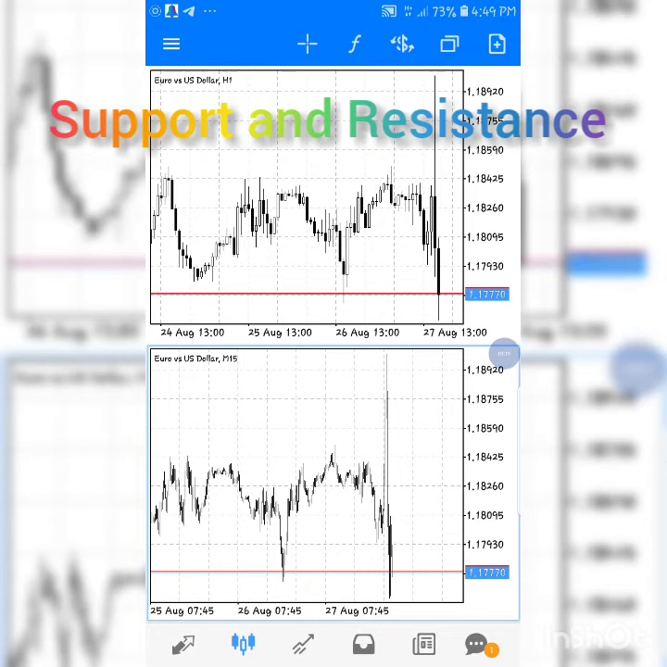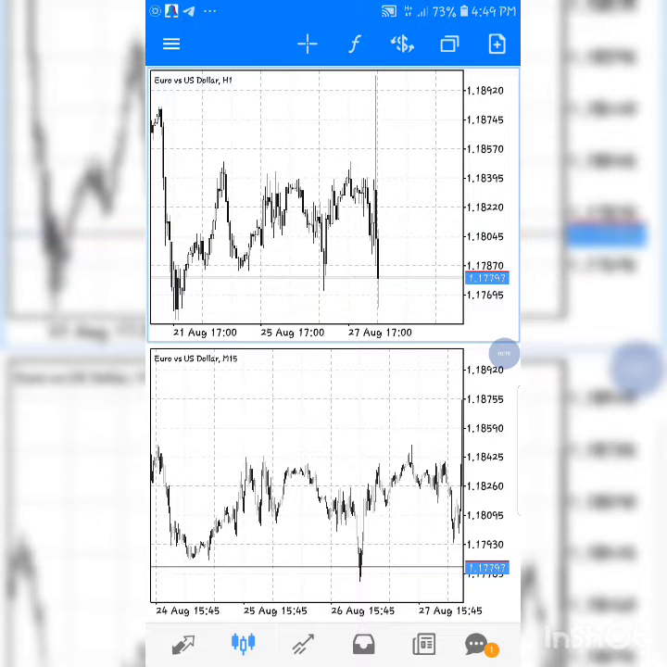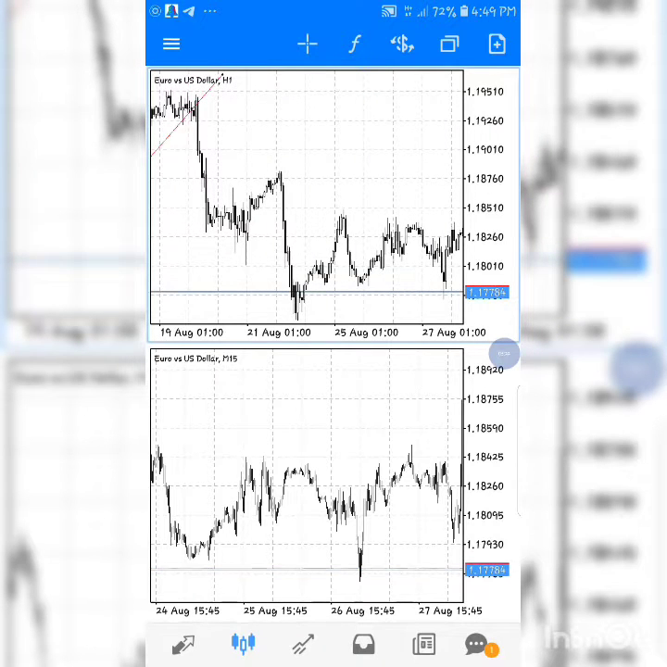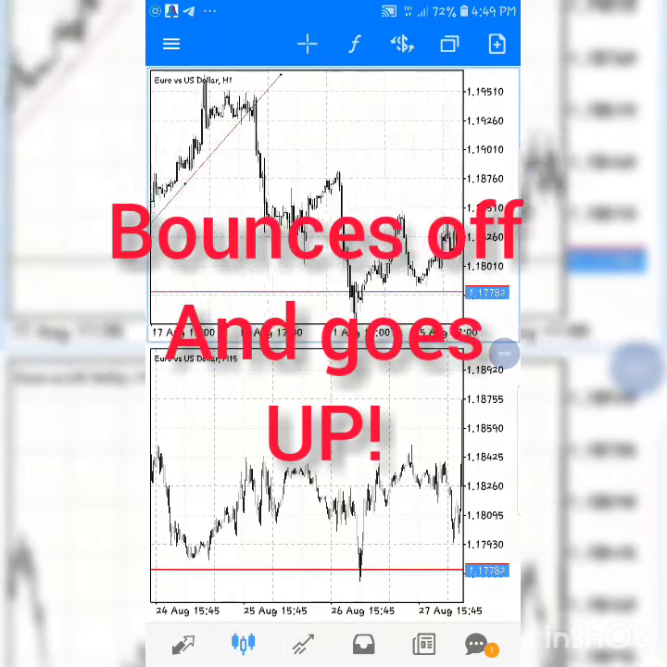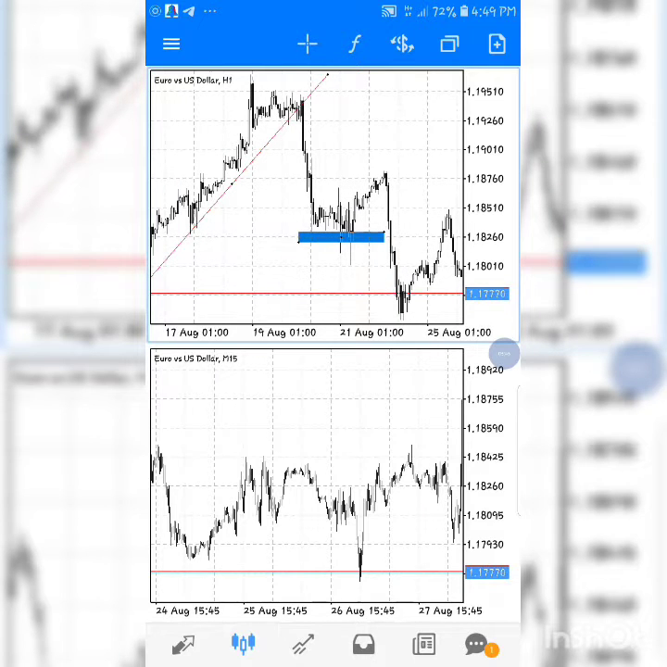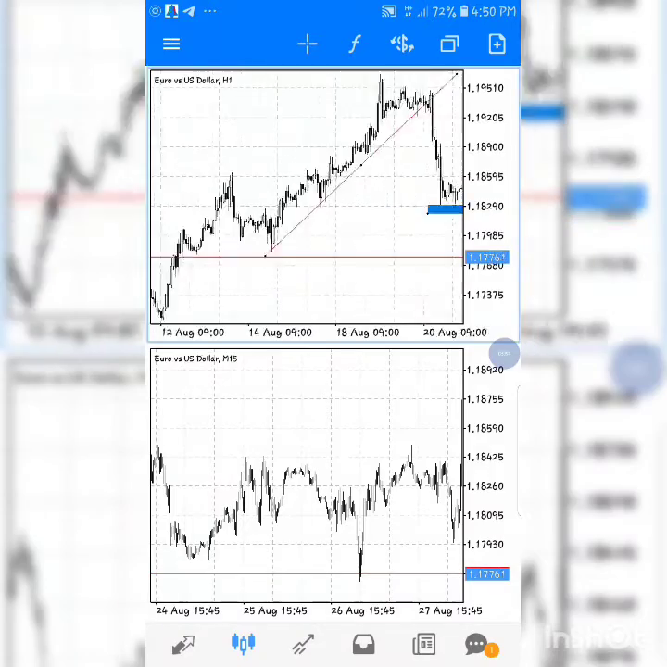So what is support and what is resistance? A support level is basically a region on the chart where market seems to bounce off of. An example of a support line, let's look here at the 1 hour time frame, would be this area I'm going to mark here. As you can see, market has made several attempts to break below this level, but then it didn't. Then it went up. That is an example of a support line.